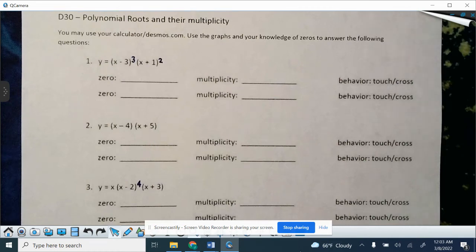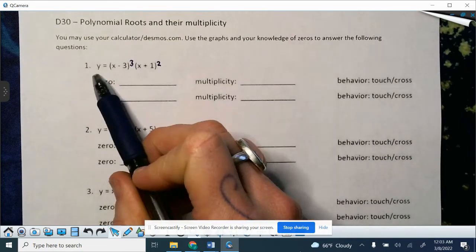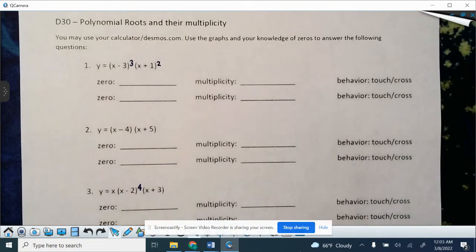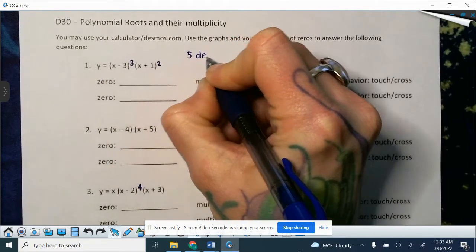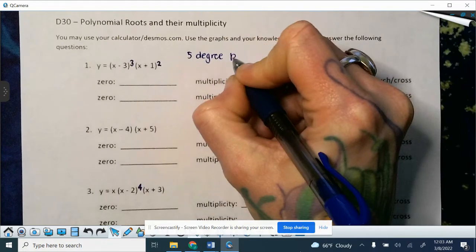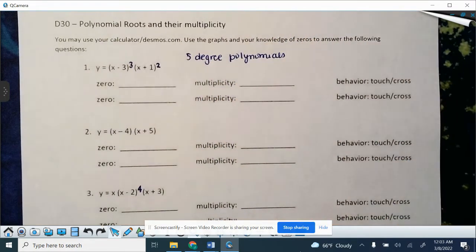All right, guys. So we worked on this on day 30, but I want to go back and really make sure we understand what we're doing here. So this is a factored form of a polynomial, and this is going to be a 3 plus 2, so it should be a 5-degree polynomial. And things you will know about that is that means there will be 5 directional changes, speaking to like increase, decrease, and all of those fun things.